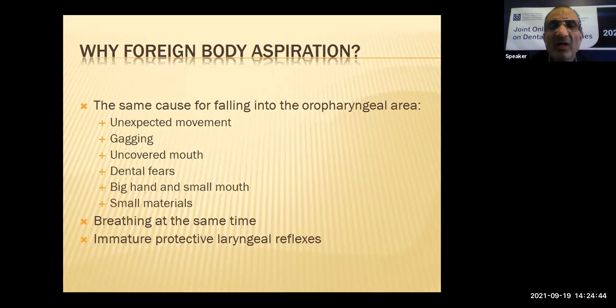The cause of aspiration is the same as ingestion, but in the pharynx, breathing at the same time leads the foreign body to the trachea, and especially with an immature protective laryngeal reflex, it helps it go into the tracheobronchial tube.